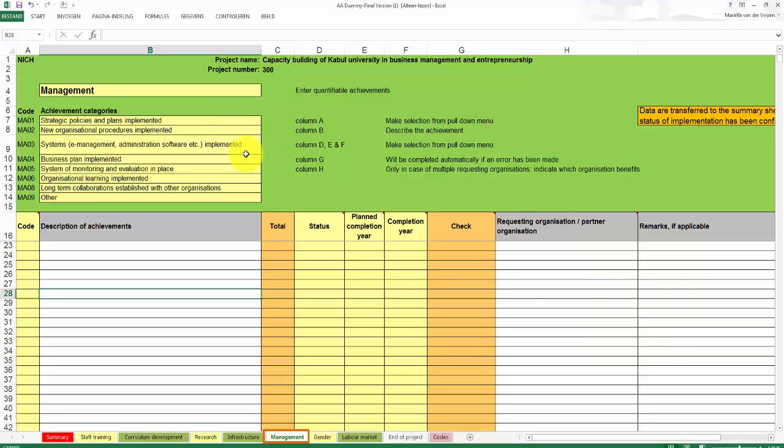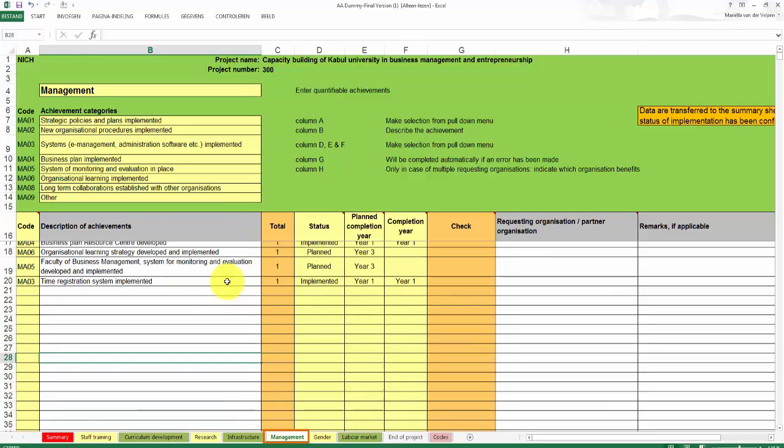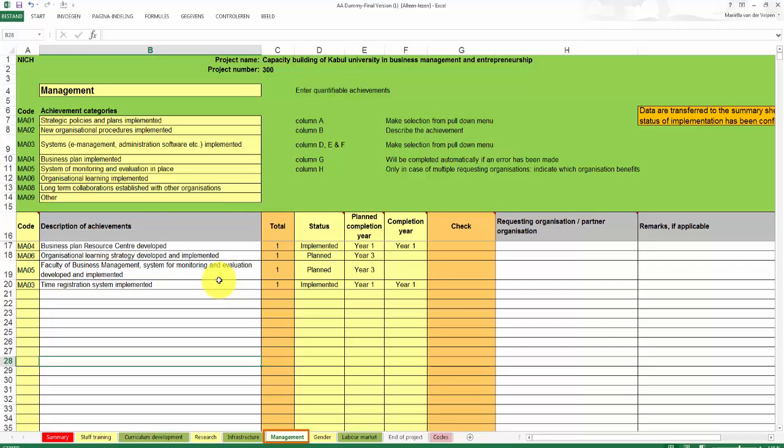These are all the categories that you may choose from, quite straightforward. These are management achievements. There is no training in this sheet. Trainings to the managerial staff must be listed in the sheet for staff training. Here we see some examples of achievements in the management.